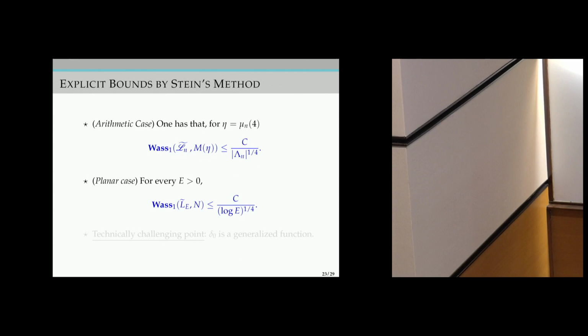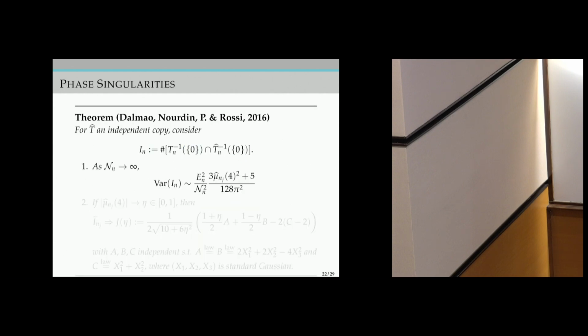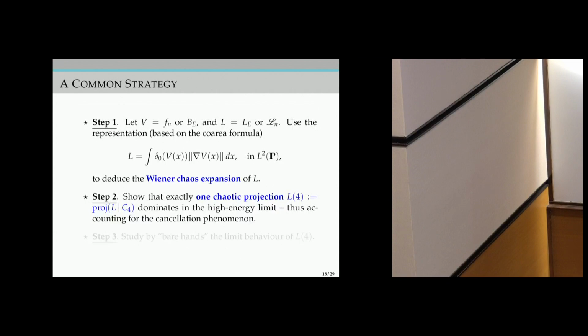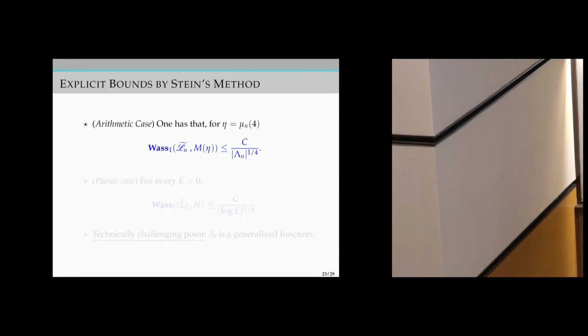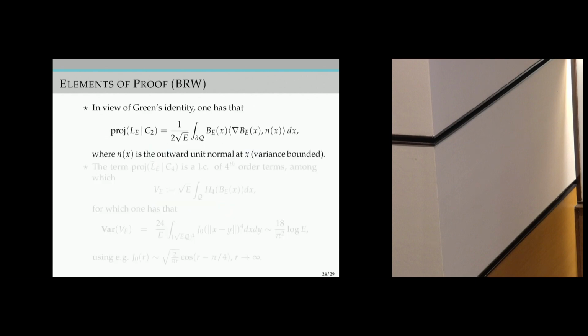And there is a technical point that I don't have the time to explain: the fact that we start with a representation of our objects that involves a generalized function, delta 0, which is not an element of L2, creates a number of technical problems, because there are series that are not converging, and we would like them to converge.